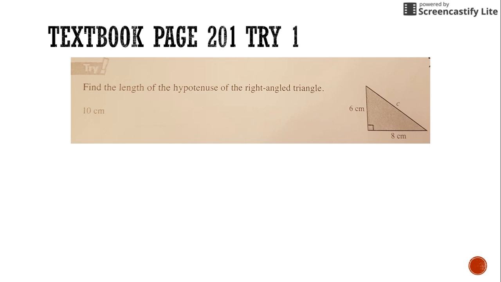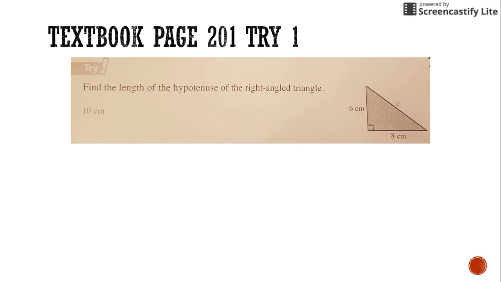Alright everyone, so as mentioned in the previous video, we'll be doing some questions using the Pythagoras theorem. Now, the question is from your textbook, page 201, and it's the first try question, where you've been asked to find the length of the hypotenuse of the right angle triangle.